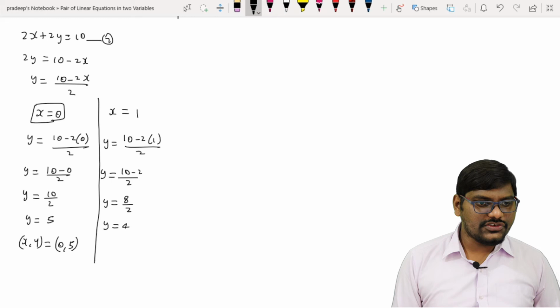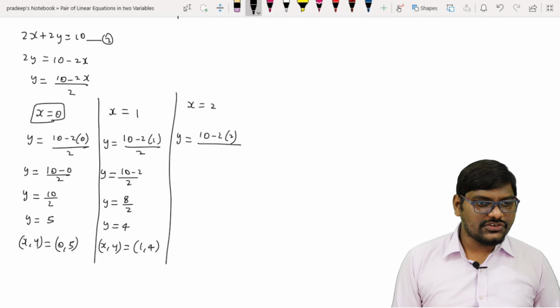So y is equal to 4. So I'll be getting x comma y is equal to 1 comma 4. Okay, so let's make one more, that is x equal to 2. So I can write y equal to 10 minus 2 into 2 by 2.